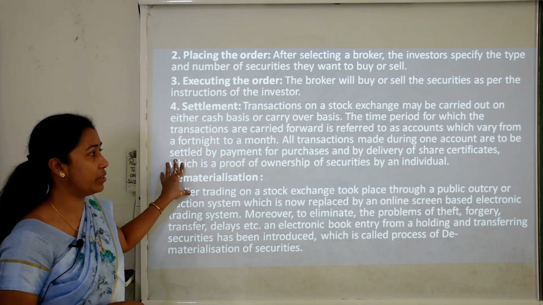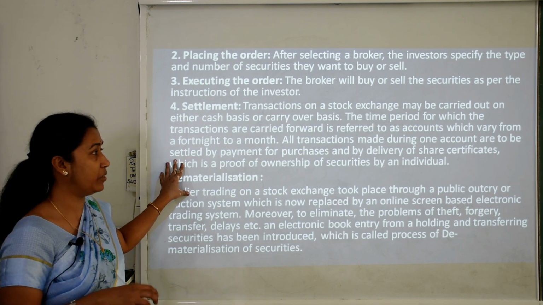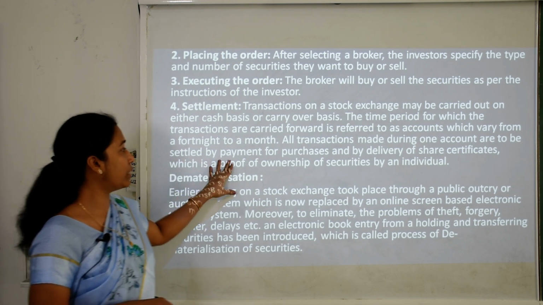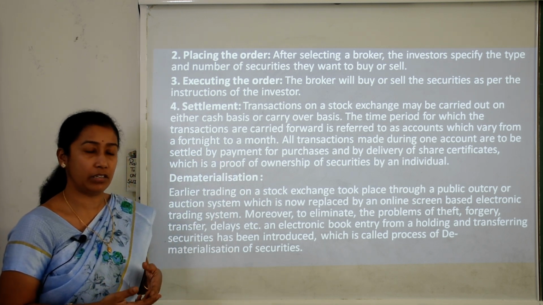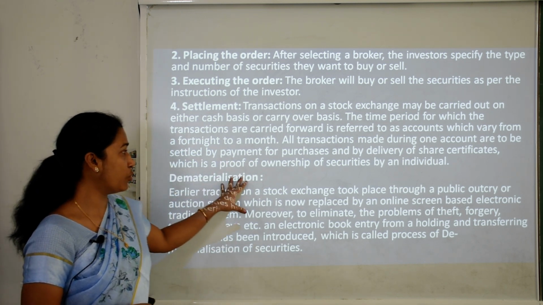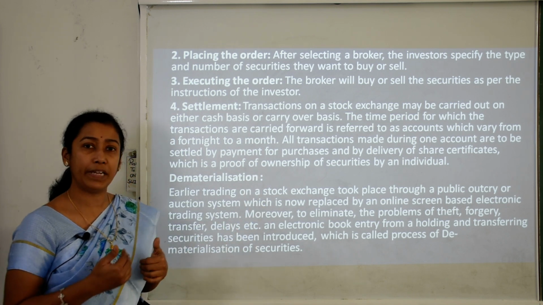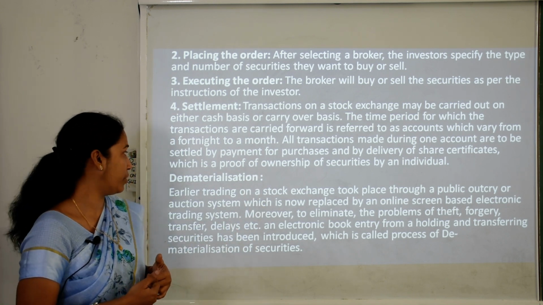All transactions made during this particular time period, or during this one account, are to be settled by payments for purchases and sale of shares. A share certificate is a proof of ownership of securities by an individual, an investor or a shareholder.